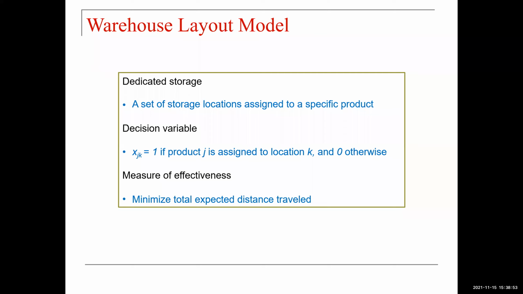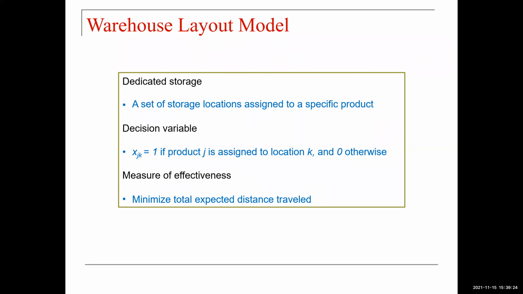This model is trying to define the location for products based on the dedicated storage philosophy. So we have a set of storage locations assigned to a specific product. And then we're going to have a decision variable that is going to be a binary decision variable, meaning that we have a value of 0 or 1. It's going to be equal to 1 if a product J, which is one of the product families, is assigned to a location K.